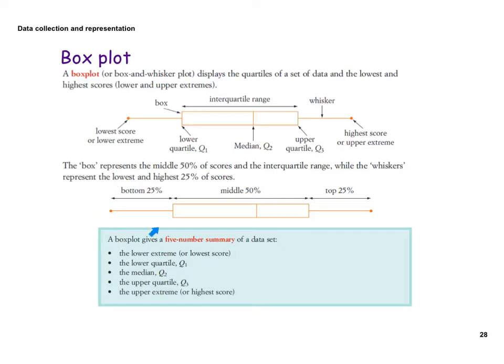Okay, here's another diagram here. So down here is my lowest score. I'm going to write that down. So lowest extreme or lowest score. Highest score is up here. This is Q1, this is Q2, which is the median, and this is Q3.